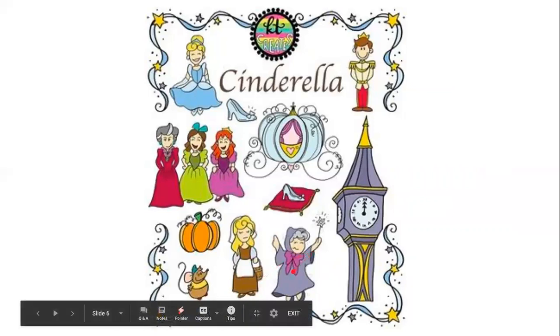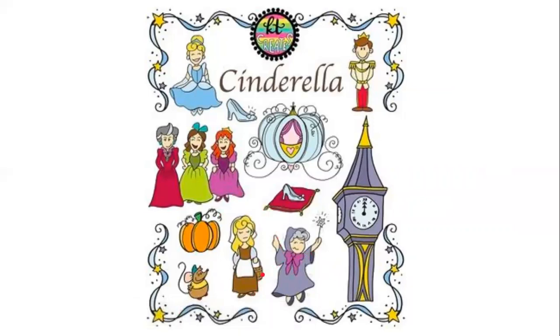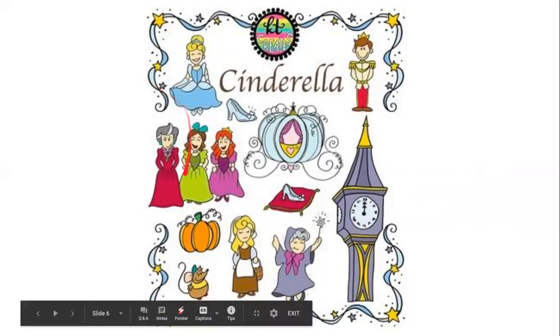Once upon a time, there was a girl named Cinderella whose mom passed away, and her dad married this new woman who had two daughters of her own.